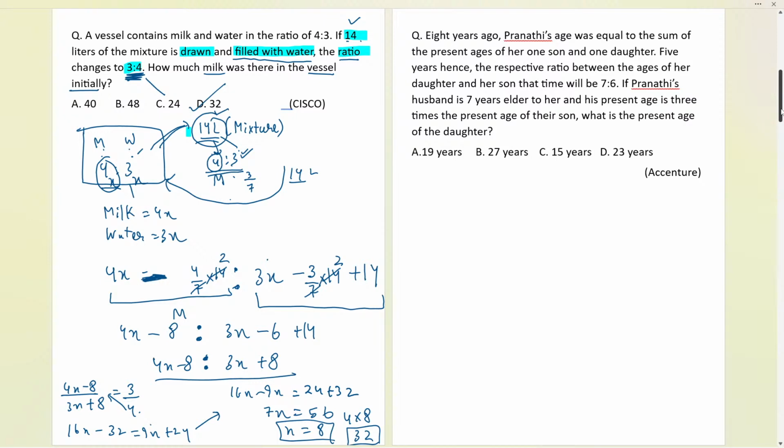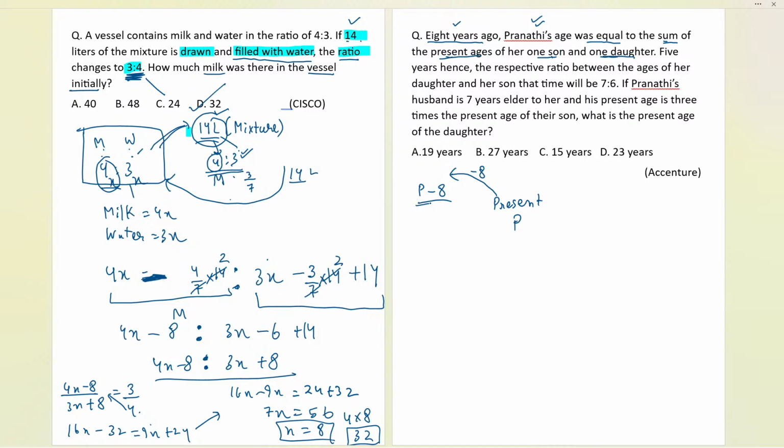I appreciate that. Now, let us see everybody, here we have 8 years ago. 8 years ago, what happened is Pranati's age was equal to the sum of the present ages of his son and one daughter. Suppose this is the present over here. Now if I talk about 8 years ago, minus 8 years, we can say, Pranati's age we don't know. So can I take it as P? Yes. So Pranati's age is P over here, and 8 years back, her age will be P minus 8. Now that is equal to the sum of present ages of one son and one daughter.